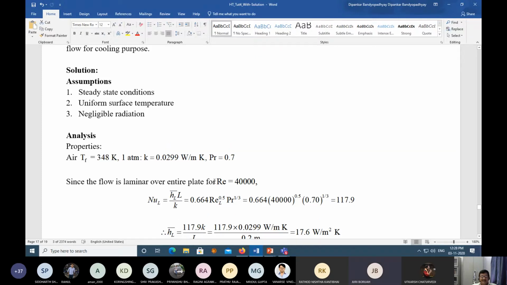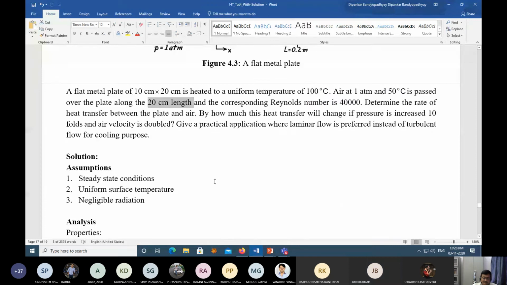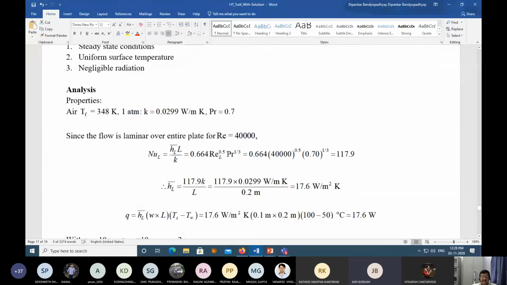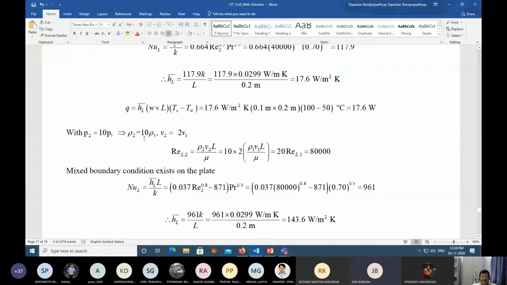I have increased pressure by 10 times. So what will happen to density? How does density change with pressure? If I increase the pressure, density also increases? Directly proportional. And by the ideal gas law, density will become how much? 10 times, velocity 2 times. So what will be the Reynolds number? 8 into 10 to the power 5. 10 to the power 5 or 4? 4. 8 into 10 to the power 4.